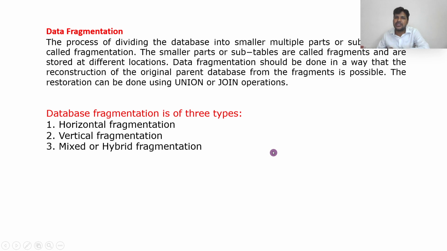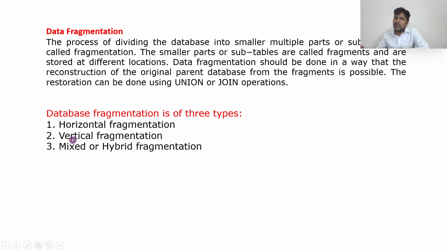Next, data fragmentation, dividing of data. Why do we use data fragmentation? To reduce the burden on the database. Let me show you how data fragmentation works. Data fragmentation means dividing the database into multiple small parts or subtables. If it is a table, it will divide the table into subtables. If it is a database, it will divide the database into multiple parts. It will divide and store them in different locations. That's called data fragmentation. Again, they are restored by using union or join operation.